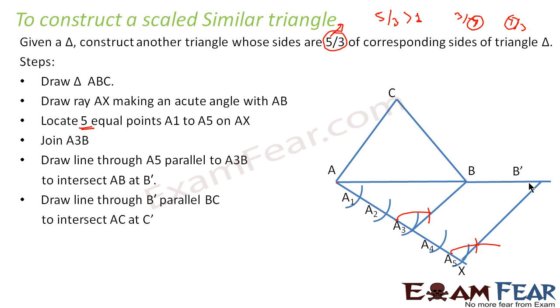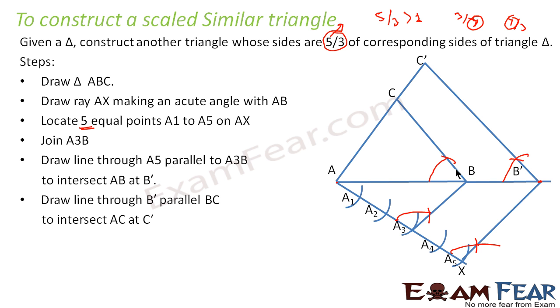Now through B dash, draw a line parallel to BC. Again from here we draw a line parallel to BC, using the compass the same way: from this point draw like this, you cut at this point, and then somewhere it will cut here also, and then you draw the line. Correct? And this point you extend. This is my point C dash. Thus I got a bigger triangle AB dash C dash.